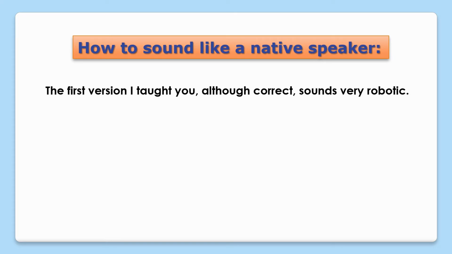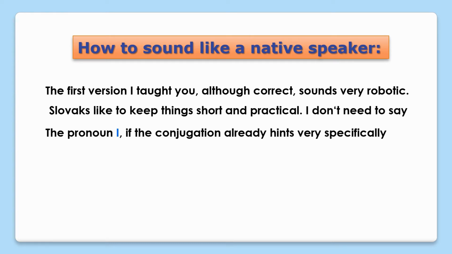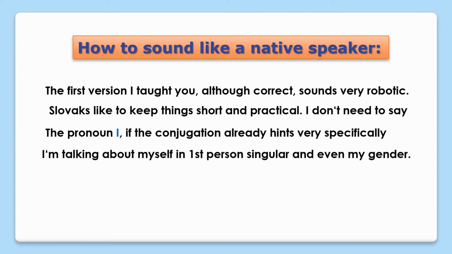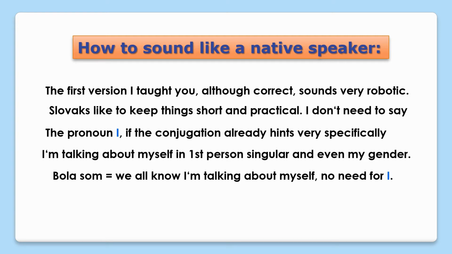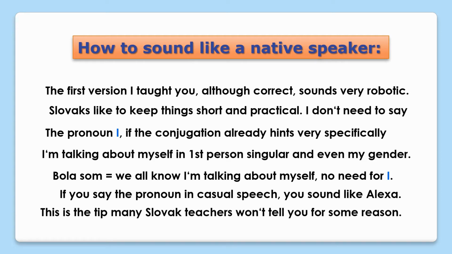So the first version I taught you is correct, but it sounds very robotic. Slovaks like to keep things short and practical, so I don't need to say the pronoun I if the conjugation already hints very specifically I'm talking about myself in first person singular and even my gender. Bola som, we all know I'm talking about myself, so I don't need the pronoun I. If you say the pronoun in casual speech, you sound kind of like Alexa. This is the tip many Slovak teachers won't tell you for some reason.